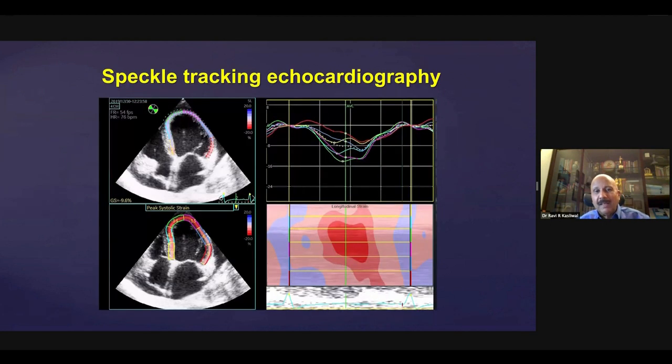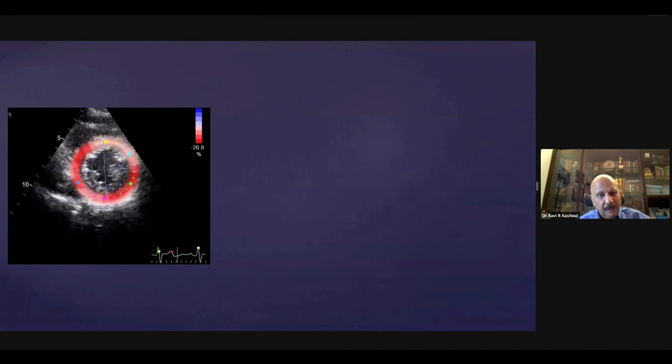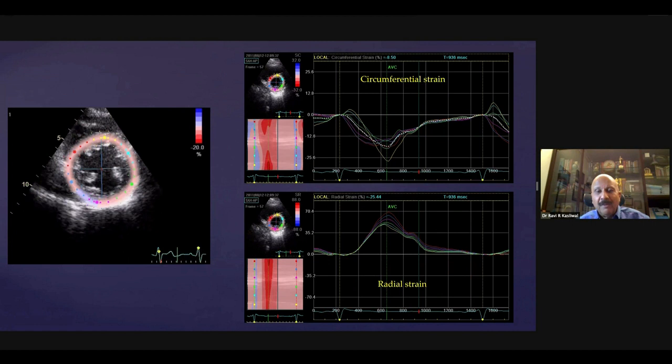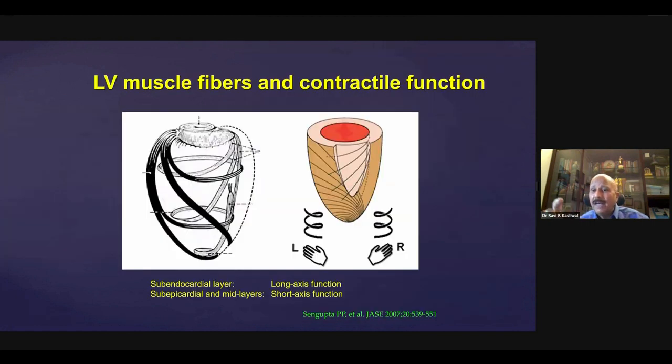So speckle tracking echocardiography, this is global longitudinal strain, and it gives us a good idea about the global longitudinal strain. Then you have circumferential strain, and then you have radial strain. But what you're looking for actually is segmental strain. That's very important, because of segmental strain, and in this paper by Dr. Partha Sengupta in the Journal of the American Society of Echocardiography, I've read this article many times, and this is just an amazing piece of work.